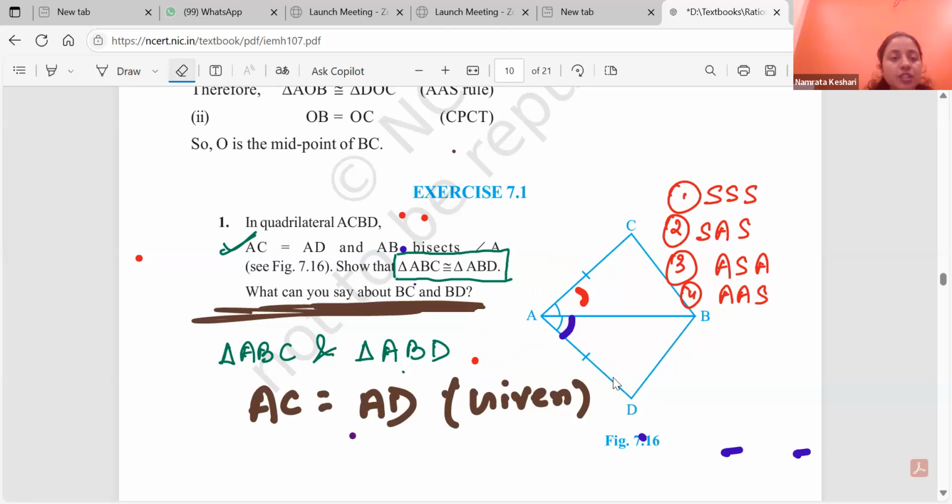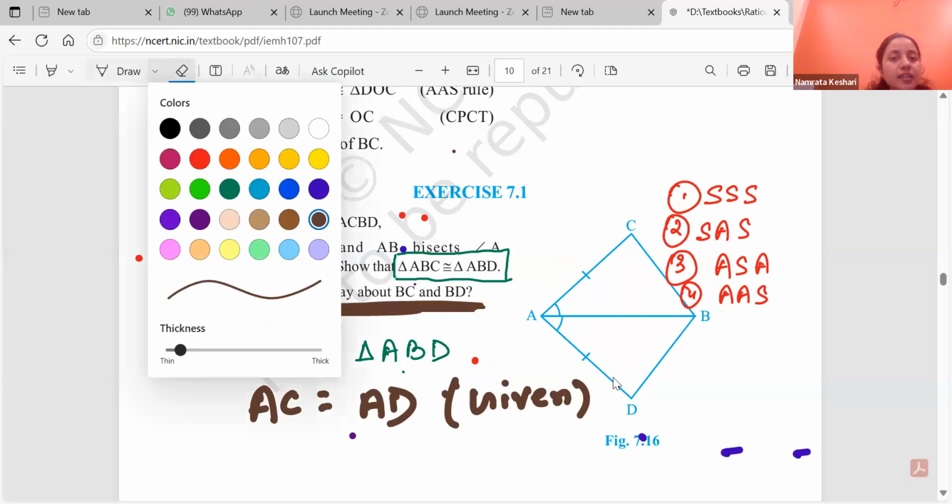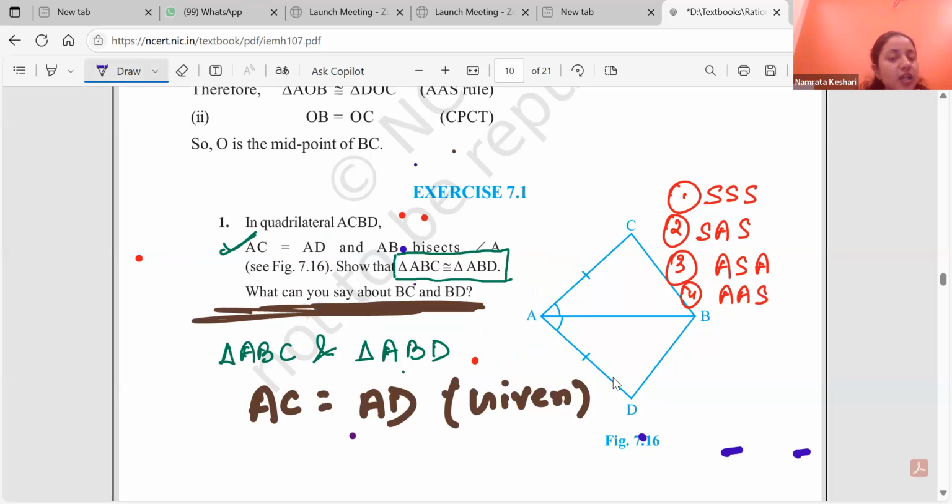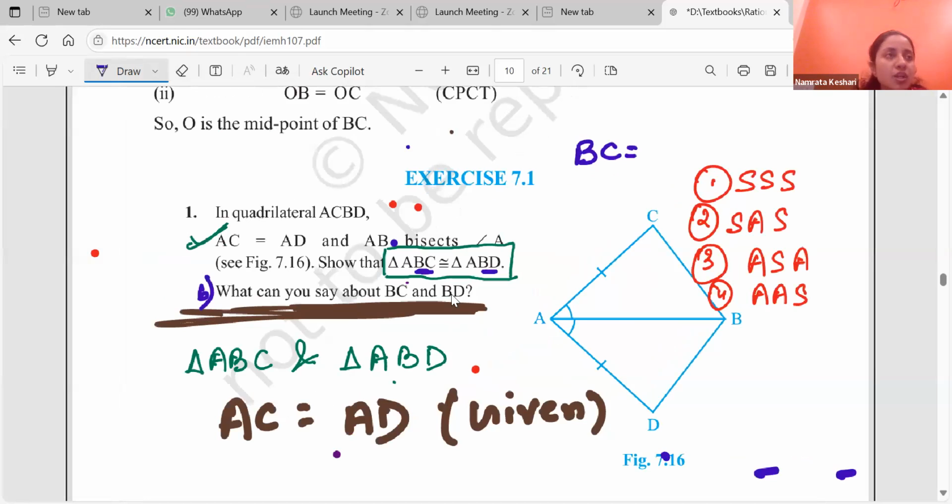Congruency already we have proved in question number 1, that this triangle, that triangle are congruent, and the name of the triangle was given to us in the question itself. So we have just copy pasted the same name. Then the next part of the question, part B, says that what can you say about BC and BD. So can you see from the triangle, BC and BD must be equal with each other? Can you see it from the name of the triangle? Yes, ma'am. How? By CPCT. What is CPCT? Corresponding part of the congruent triangle are equal with each other.